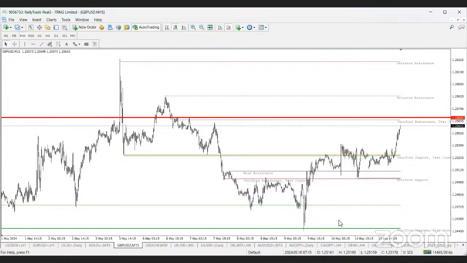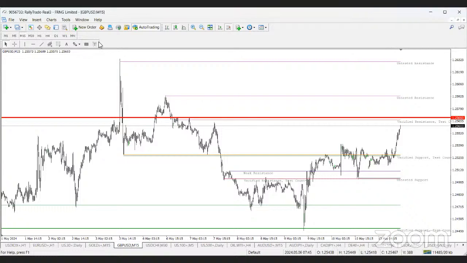So I'll be looking to sell GBP USD from 1.25690. That's where I'll be looking to sell GBP USD. I'll be selling it from that point, 1.25690.